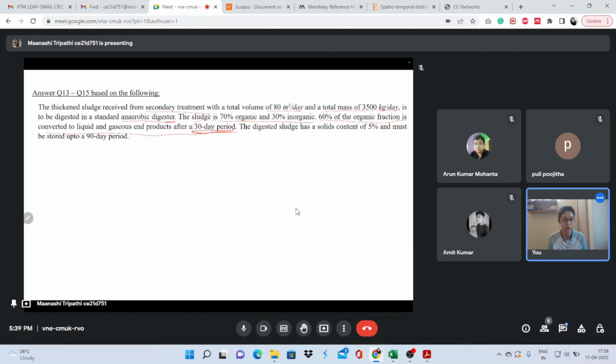It's very huge. So the digester sludge has a solid content of 5% and must be stored up to a 90-day period. I hope all of you have noted down.